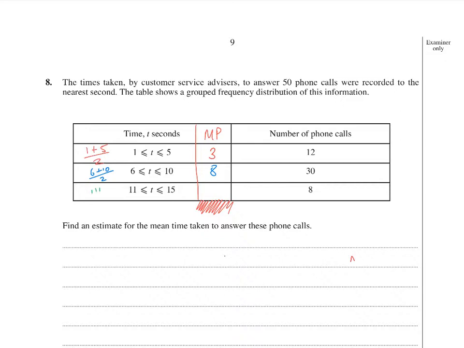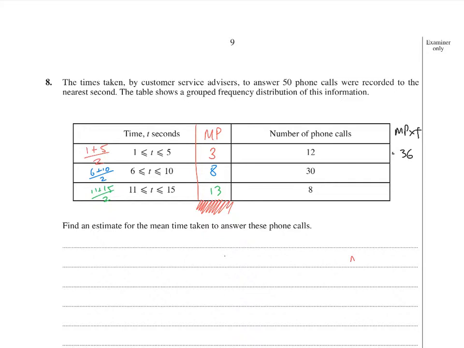11 plus 15 divided by 2. 11 plus 15 is 26, and then divided by 2 is 13. Okay, so just make sure you are getting the right midpoints there. You also make a column here called midpoint times frequency. So that's 3 times 12, which is 36.